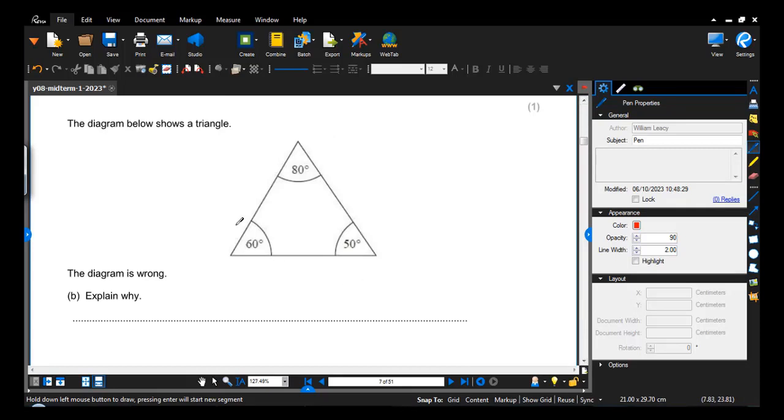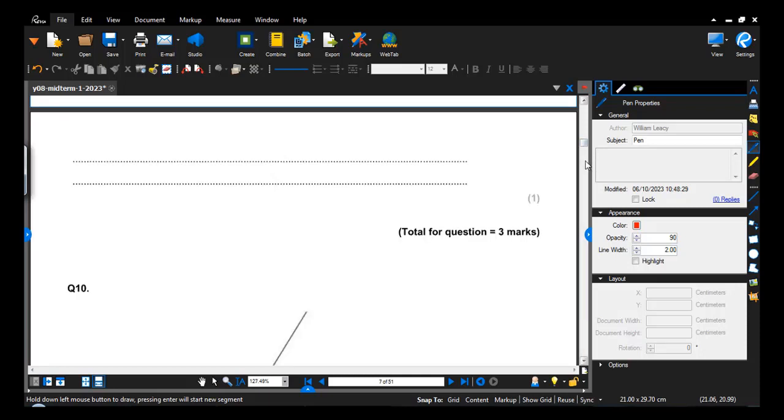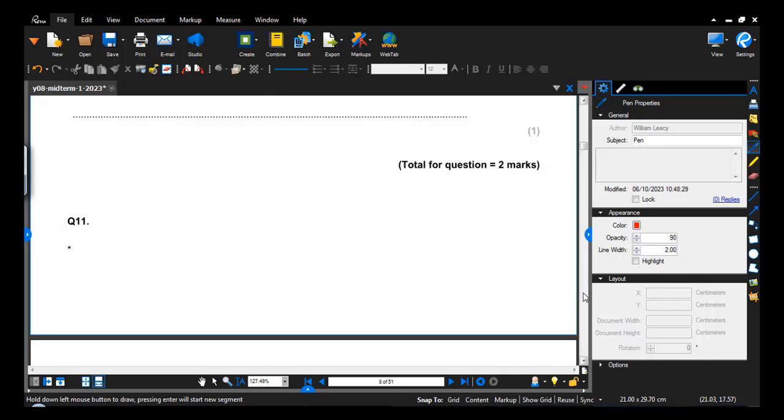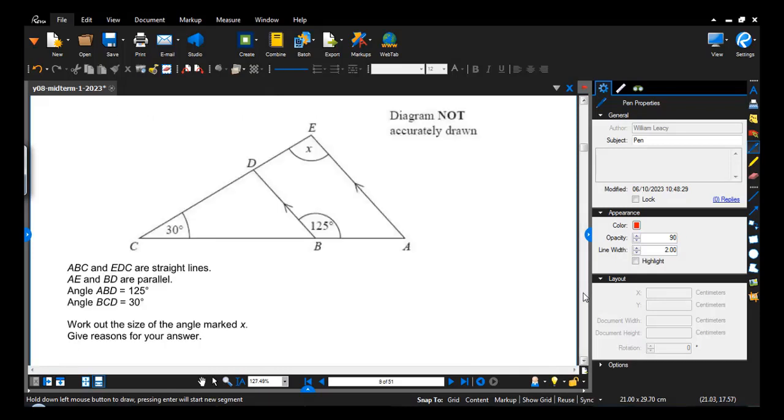Anyway, explain why this diagram is wrong. What do you know about the sum of the interior angles in a triangle? Use that to prove that that's wrong. This one should be straightforward. What do we know about the angles around a point? Angles around a point add to 360.